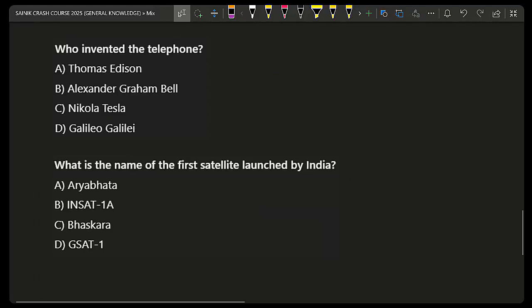Time up. One student gave wrong answer, Bhaskara. Two students gave wrong answer, INSAT 1A. 18 students, the majority of the class, got the correct answer. Very good. That is Aryabhatta. Aryabhatta was India's first satellite, launched on April 19, 1975. Next question.